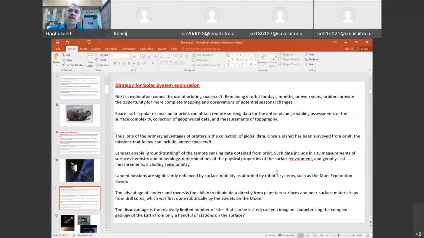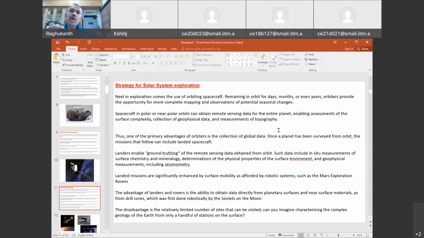Geophysical data and topography come from the orbiters only. For the Moon, there was, I think, the GRAIL mission, or some lunar orbital camera that was launched. It took all the images, and the topography through radar, so complete topographical data is available for the Moon and Mars. For Venus also, they plan these orbiters. The advantage of orbiters is that they collect all the global data.